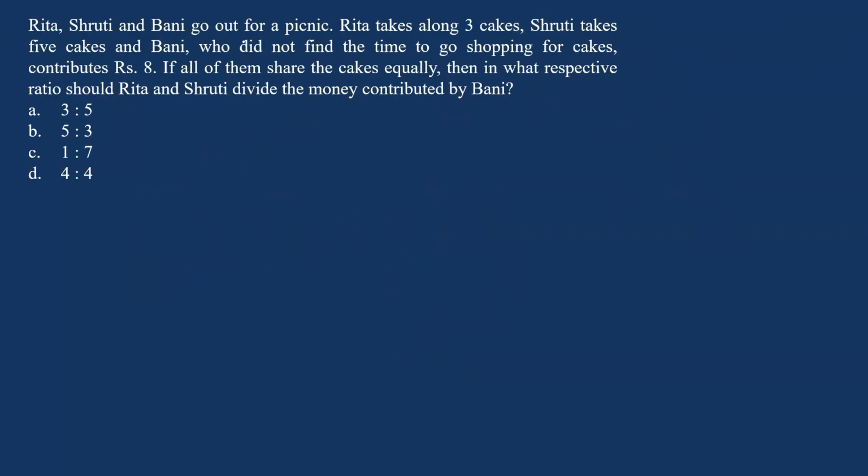Now, Rita, Shruti, and Bani go out for a picnic, and Rita takes 3 cakes. Shruti takes 5 cakes, and Bani, who did not find time for shopping for cakes, contributes rupees 8 for all. If all of them divided the cakes equally, okay? So total cakes we had how many are? So if you observe, you have total cakes. Total cakes would be 3 plus 5, that is 8. Now, if you look at each of them, divide the cakes equally.